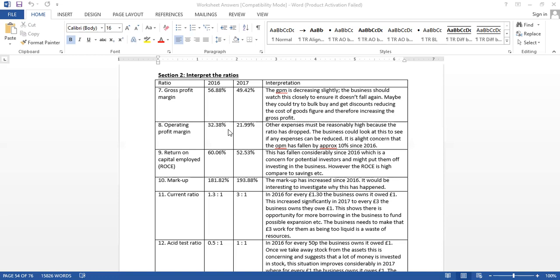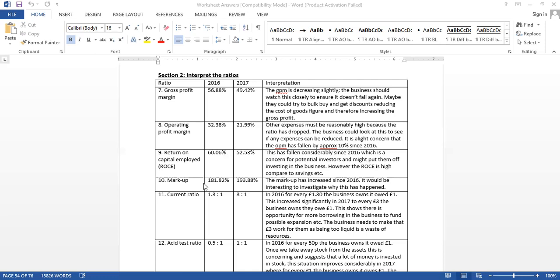Look at the ROCE. ROCE here also fell from 60% to 52.5%. This has fallen considerably since 2016, which is a concern for potential investors and might put them off investing in the business. If the return goes down like that, investors will be discouraged from investing here and will go somewhere else. However, the ROCE is high compared to savings accounts. You have to say that part as well. Even though the business ROCE is going down, 52% is high compared to other investment opportunities, for example bank interest and fixed deposit interest rates. This is a much higher return.